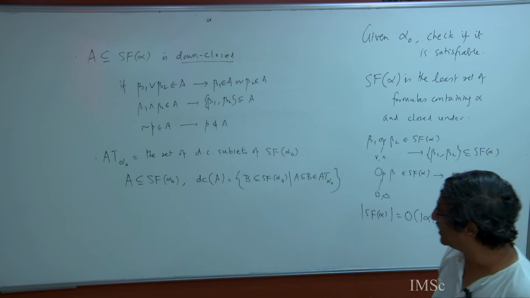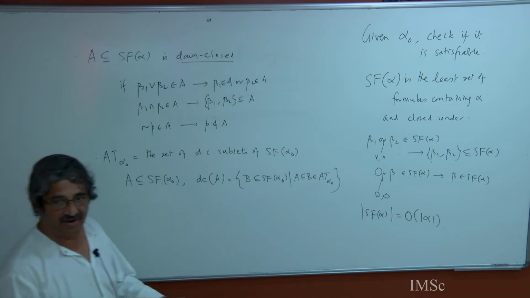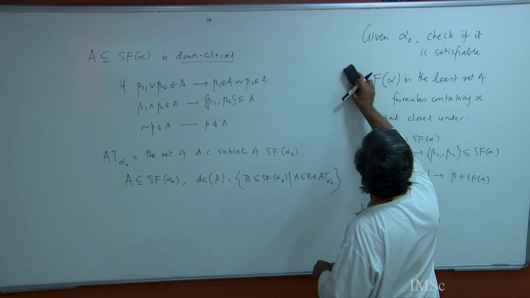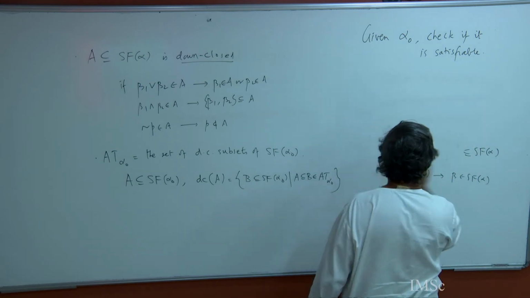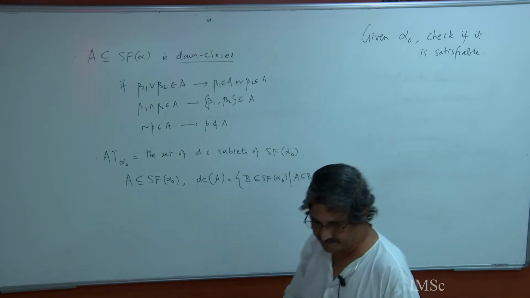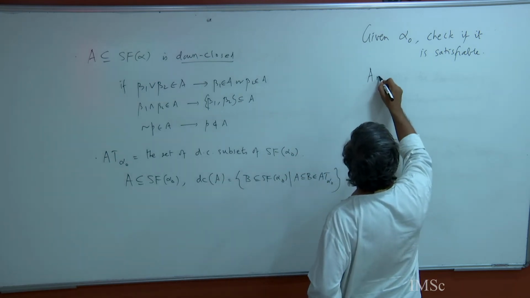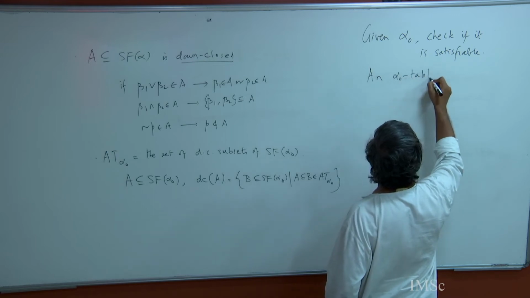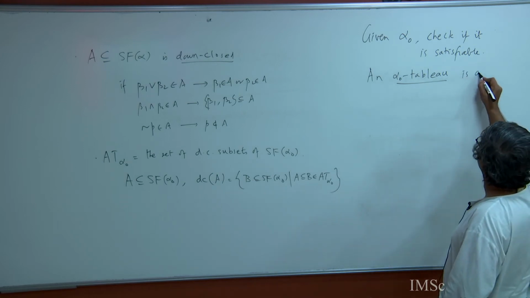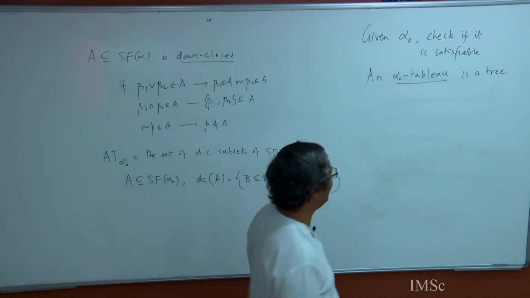So this is the downclosure of A, and now I want to use this to build a model for alpha naught. So how do I go about it? A tableau for alpha naught, an alpha naught tableau, is a tree. Let's call it, well, we have to call it something.